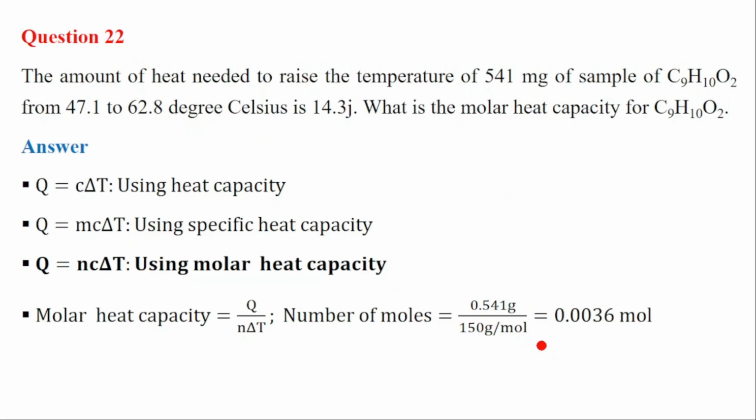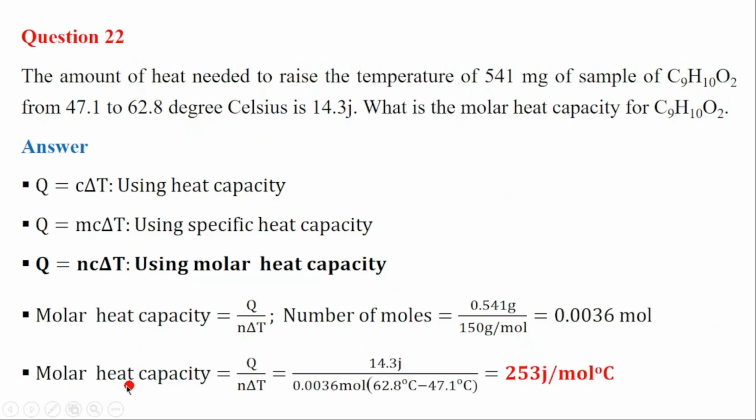And the number of mole will be equal to 0.0036 mole. Having the number of moles and having the change in temperature, then we can calculate the molar heat capacity, which is equal to Q dividing with the number of mole times the change in temperature. The Q was given as 14.3 joule, the number of mole 0.0036 mole, the change in temperature, the final temperature minus initial temperature. Then we get 253 joule per mole degrees Celsius as a molar heat capacity.